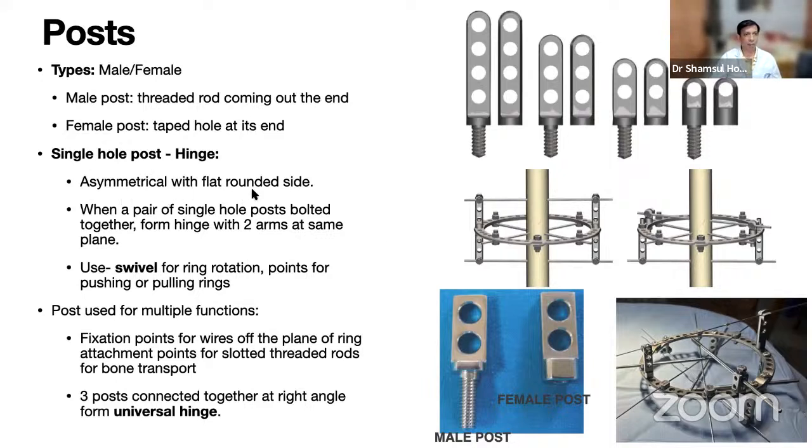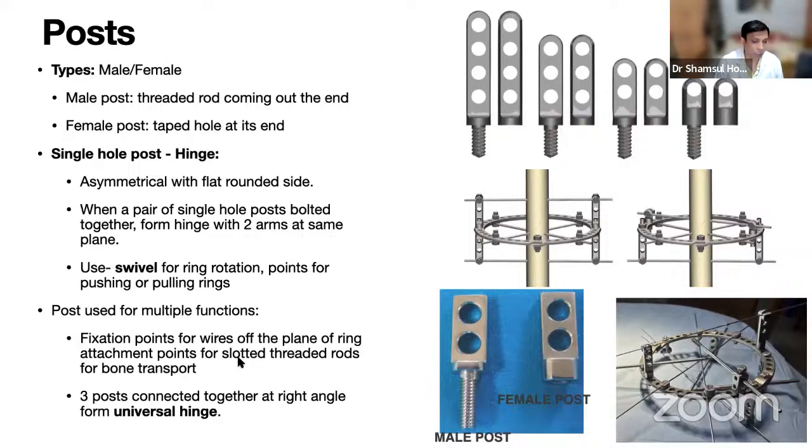These are asymmetrical with a flat rounded side. When a pair of single hole posts are bolted together, they form a hinge with two arms in the same plane. You can use that for ring rotation, and as points for pushing or pulling rings. The post is used for multiple functions, like fixation points for wire off the plane of the ring, and attachment points for the slotted threaded rods for bone transport.